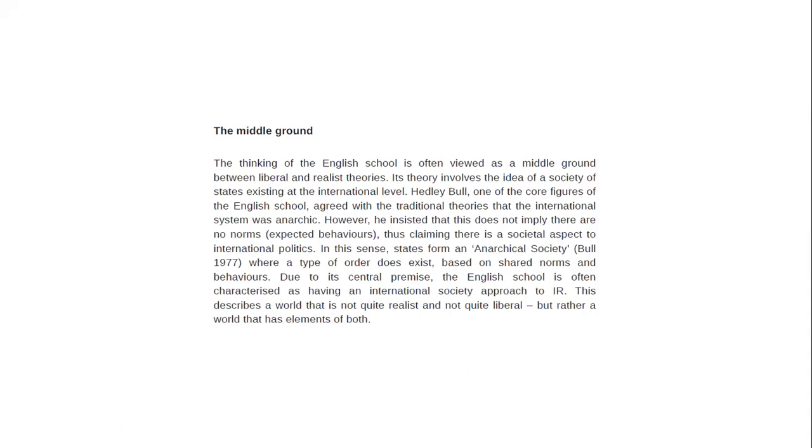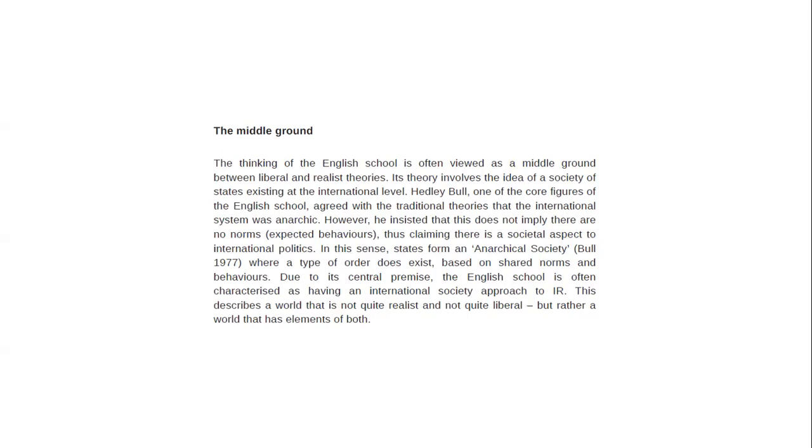Okay, now we're into the middle ground. The thinking of the English school is often viewed as a middle ground between liberal and realist theories. Its theory involves the idea of a society of states existing at the international level. Hedley Bull, one of the core figures of the English school, agreed with the traditional theories that the international system was anarchic, which again, chaotic. However, he insisted that this does not imply there are no norms, expected behaviors, thus claiming there is a societal aspect to international politics. In this sense, states form an anarchical society where a type of order does exist based on shared norms and behaviors.